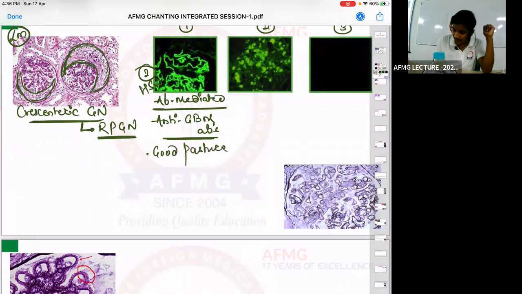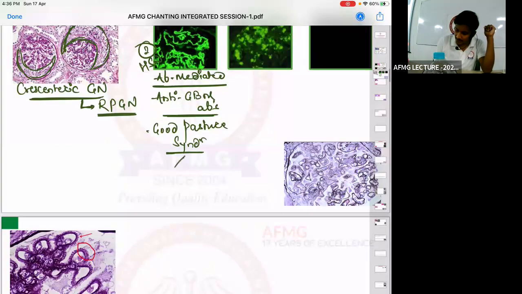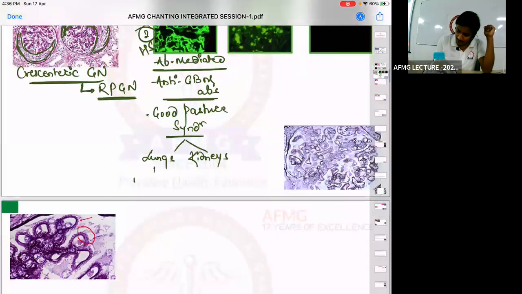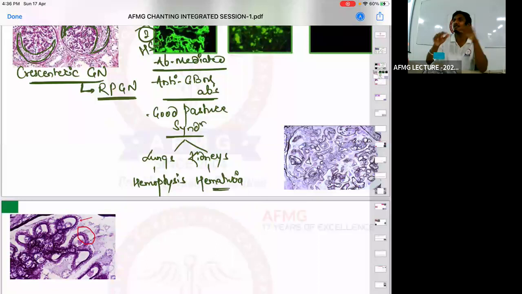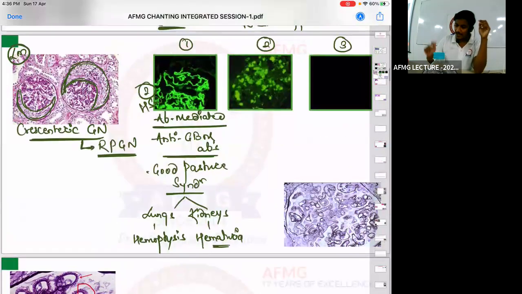The two organs affected in Goodpasture syndrome are lungs and kidney. In the lungs there would be hemoptysis, and in the kidneys hematuria. So if hematuria is present, RPGN is a type of nephritic syndrome. No issues with this. Important: which two organs are affected in Goodpasture? Lungs and kidney. Okay.